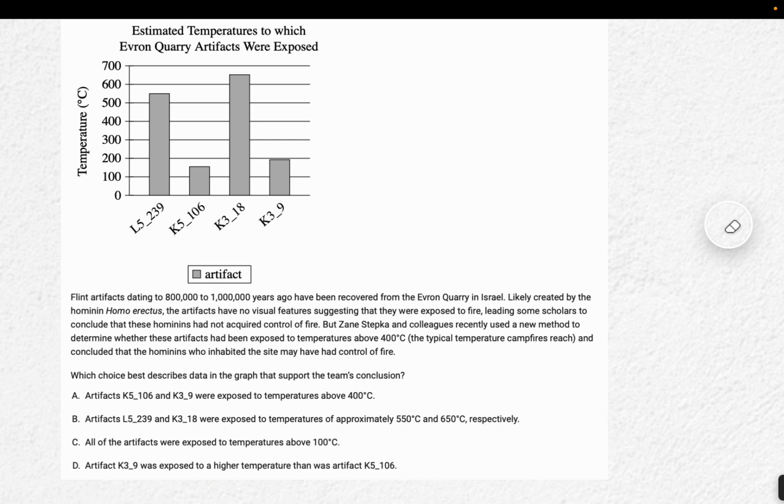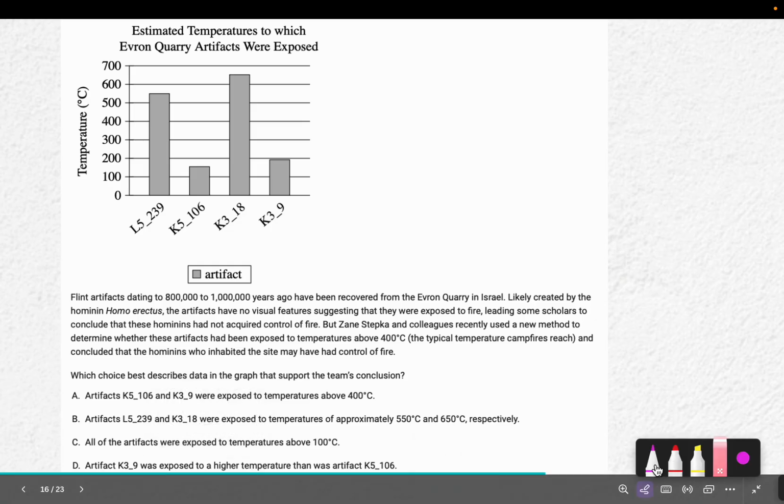Guys, the 1 minute is over, and let's start explaining this question. I will be giving myself 1 minute straight. So start. It says: which choice describes the data in the graph that support the team's conclusion. So I'm going to start by looking at the choices. So let's go.